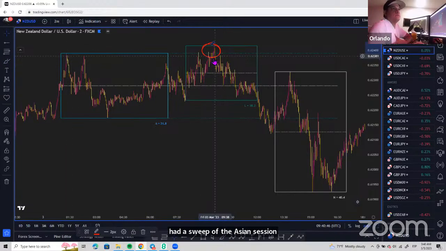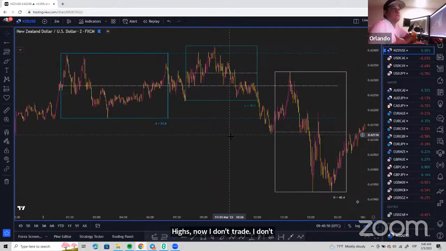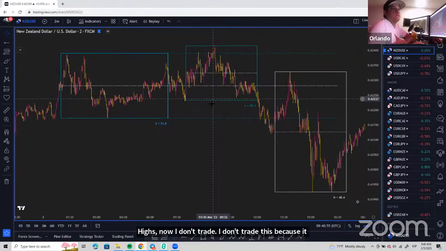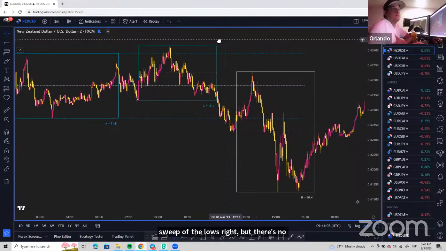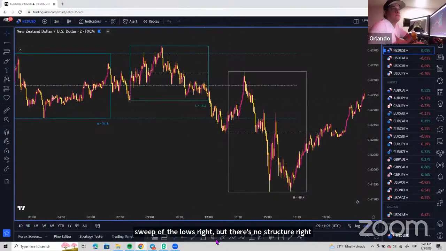Now, I don't trade this, even though it has an edge to trade the sweep of the highs or the sweep of the lows, right? But there's no structure to place my stop losses. So what I wait for is this.